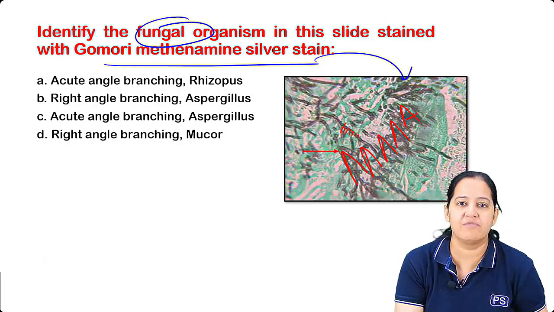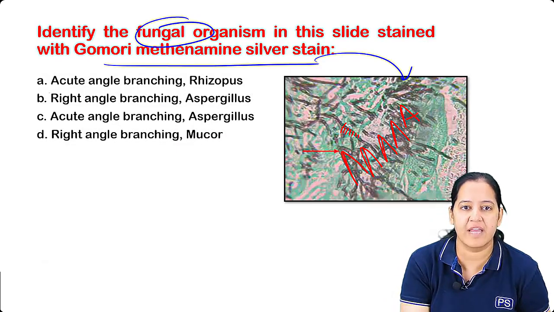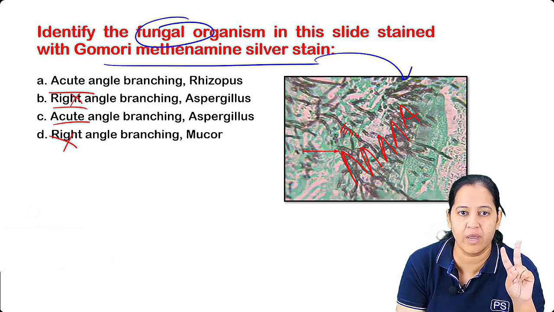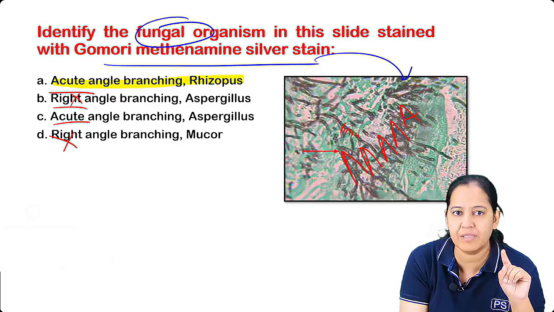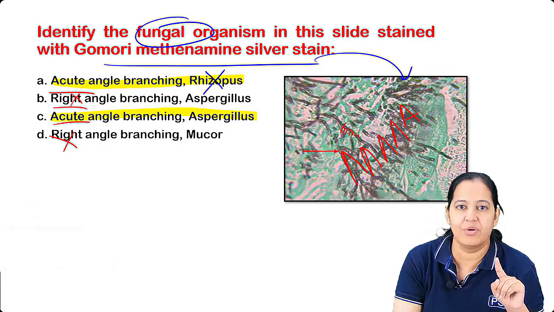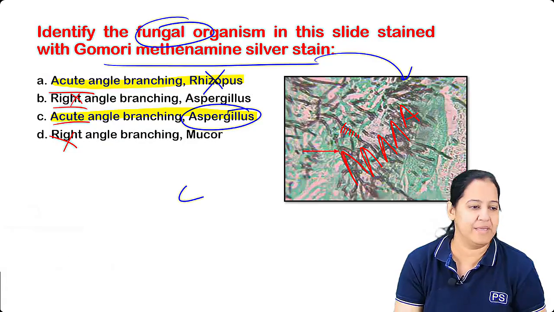So of course, first decide what it is. Is it acute angle or right angle? Of course, it's not right angle. It's acute. So in acute you have 2 options. Which of the two will you opt for? In acute, one option is Rhizopus and the other is Aspergillus. Obviously, Rhizopus is never acute, and it is Aspergillus. So the answer is C. Based on this we will go with C.